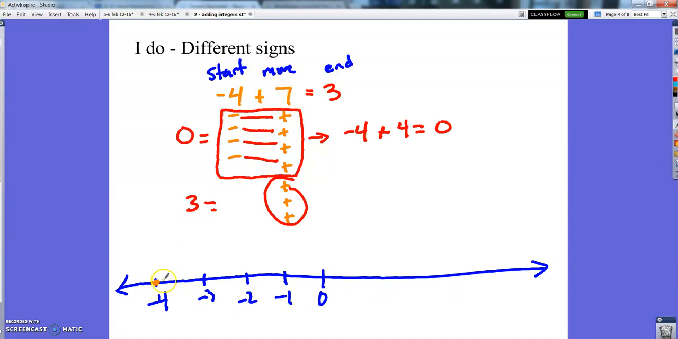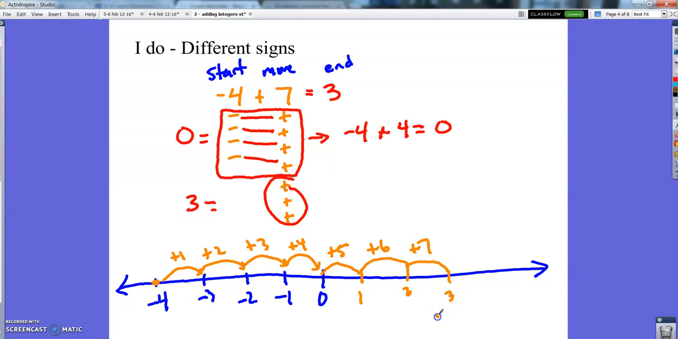This is a +7, so I'm going to go +1, +2, +3, +4, +5, positive 6, and positive 7, and I end at positive 3, which is my answer. So start at negative 4, move 7 units in the positive direction, and where you end up is your answer. So just like we found yesterday, negative 4 plus 7 equals positive 3.